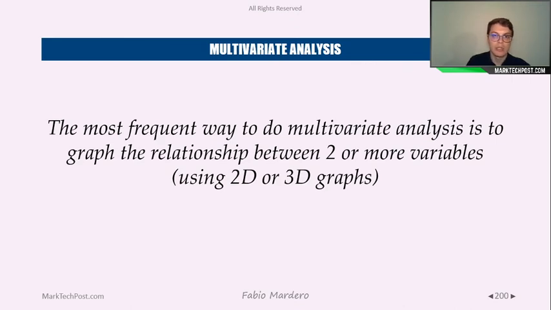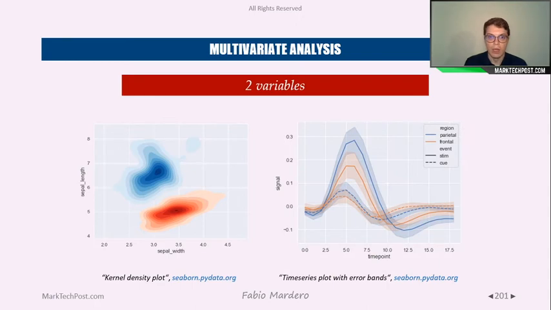Moving on to multivariate analysis. The most frequent way to do multivariate analysis is to graph the relationship between two or more variables. Usually we use 2D graphs, but we can also do 3D plots. That's the same. Here I will present 2D graphs only, because we are in PowerPoint slides. Let's start with two variables.